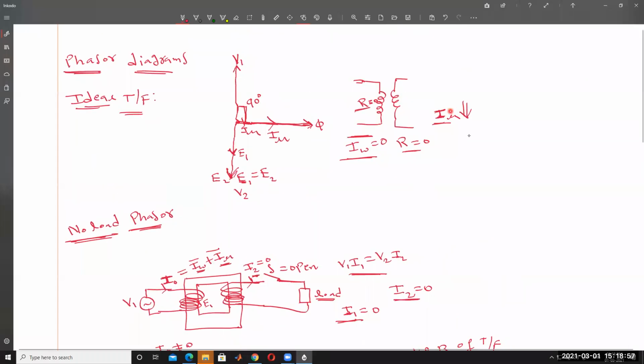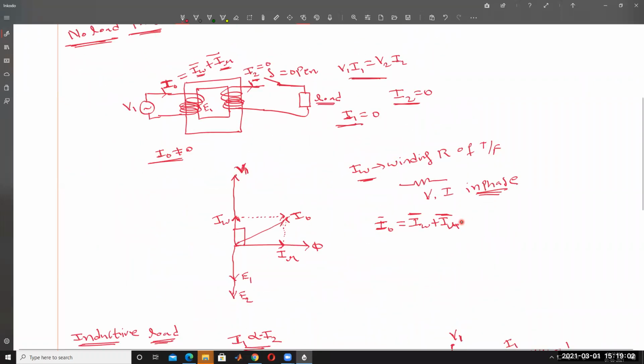Try to consider here, under no load condition, what is the power factor angle? This is called the power factor angle, pi naught, the no load power factor angle. The angle between voltage and current is called the power factor angle. Then the power factor is equal to cos pi naught. This is called the no load power factor of the transformer, the angle between V1 and I0.